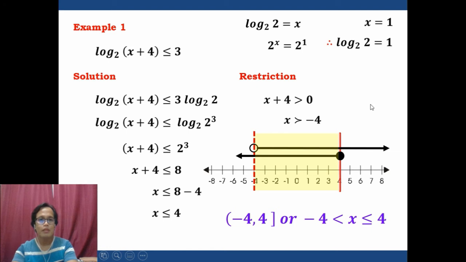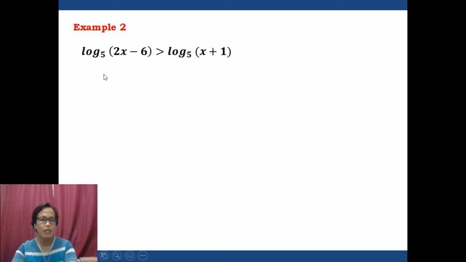Okay, let's proceed to the second example. For example, we are given this inequality. Log of 2x minus 6 base 5 is greater than log of x plus 1 base 5. Still, our base is greater than 1, so we need to follow the first rule. So therefore, we can write this inequality as 2x minus 6 is greater than x plus 1, without writing now the log. We apply the first rule, and of course, without changing the sign, greater than.